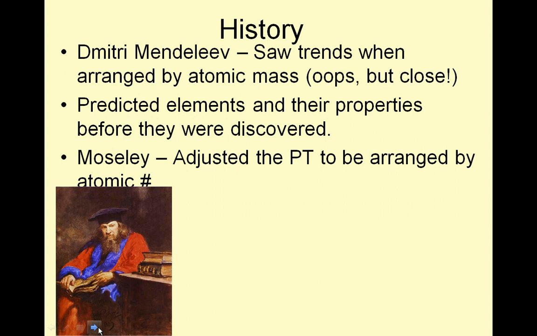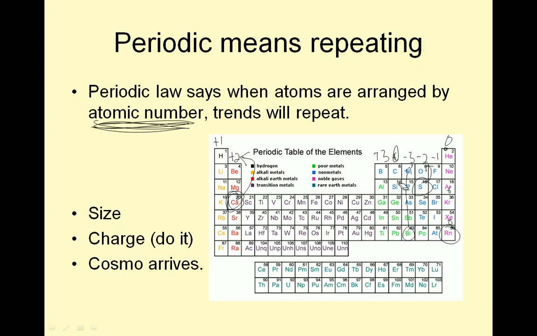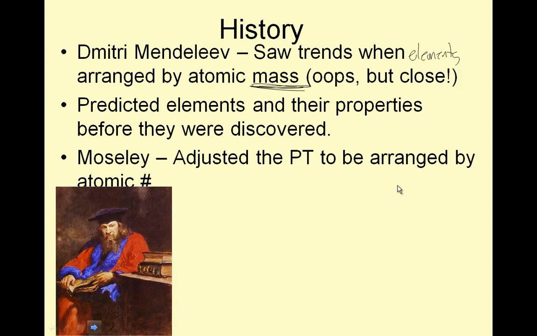History. Dmitri Mendeleev. He saw trends when elements were arranged by atomic mass. Now, it's not atomic mass, it's atomic number, but he was close. He predicted elements and their properties before they were discovered. So imagine this. People didn't know there was such a thing as the element, I think it was germanium. And when he set up his periodic table, there was a hole in it. People said, dude, your periodic table stinks. There's a big hole there. And he said, nope, that means you need to go find germanium, little scientist man. And he was right. Moseley adjusted the periodic table to be arranged by atomic number.